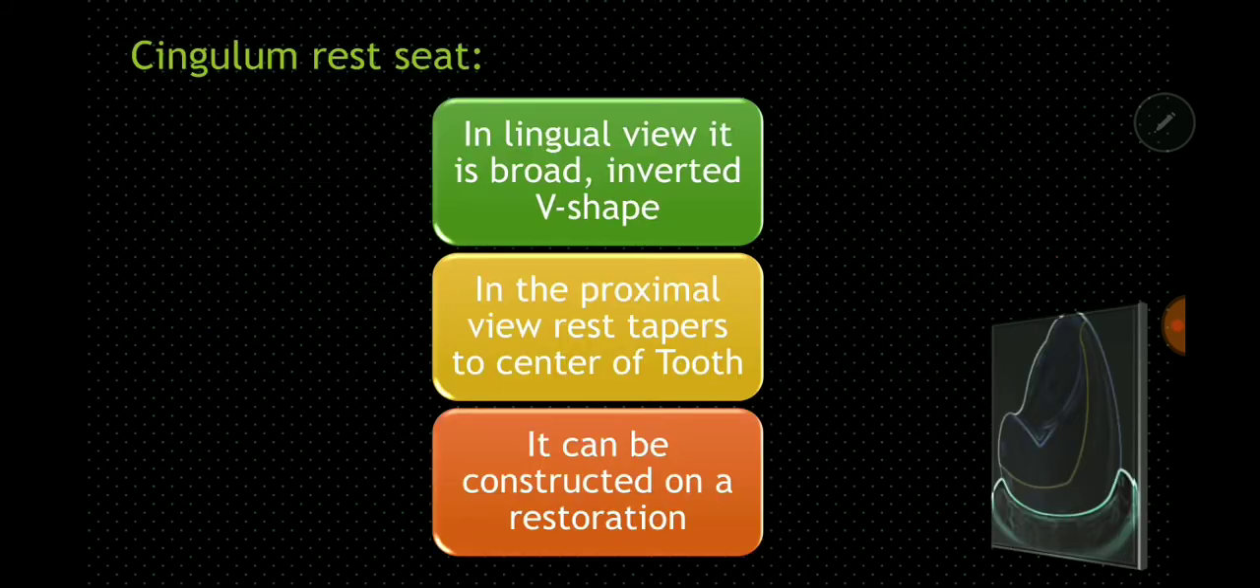So here's an example. In the lingual view, the cingulum rest is a broad inverted V-shaped, and in the proximal view, the cingulum rest tapers towards the center of the tooth. Make sure you know these points. And a cingulum rest can be constructed on a restoration. Just because you have a restoration or an amalgam on a tooth doesn't mean that you cannot put a cingulum rest there.